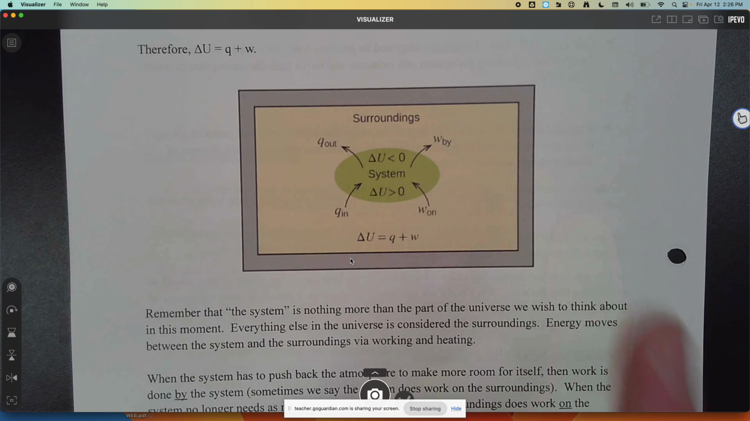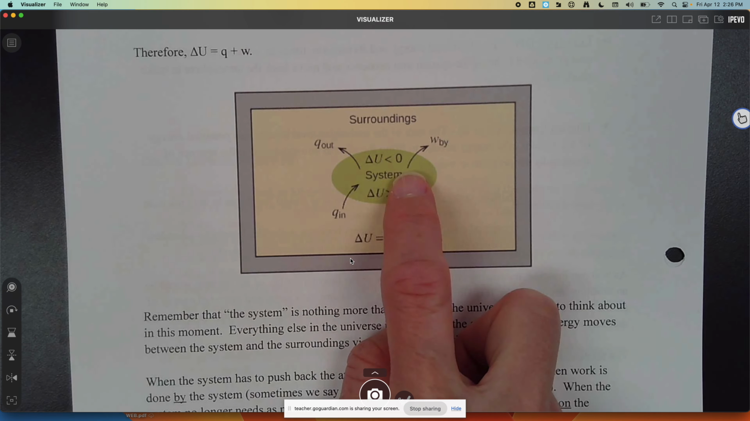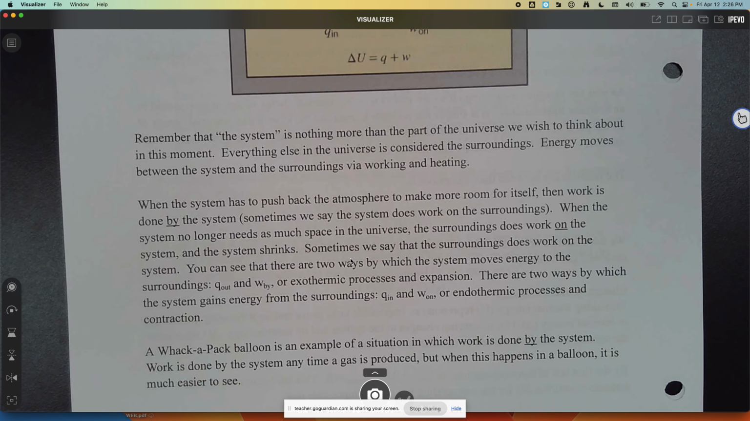Working is done by the system if the system has to push the environment back in order to make room for itself. So working is thought of as working on the system by the surroundings or working by the system onto the surroundings. The system is nothing more than the part of the universe that we're trying to think about here, and the surroundings goes into the category of everything else. So sometimes we say that when the system has to push back the atmosphere, that the work is done by the system, or in other words, the system does work on the surroundings.